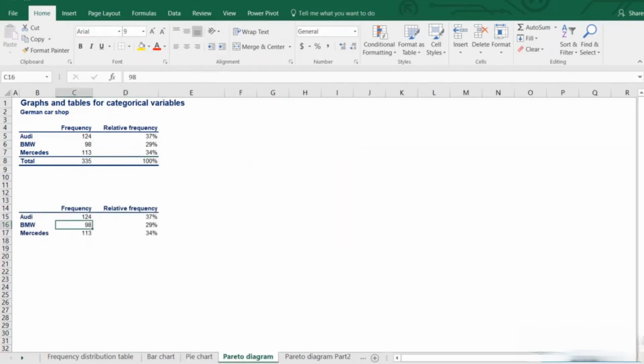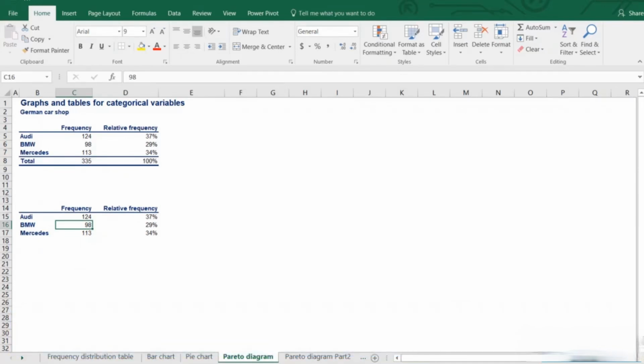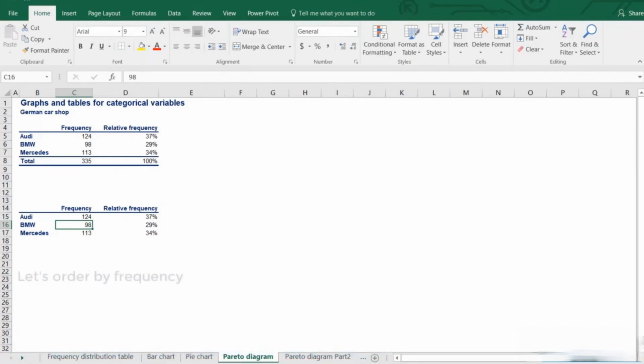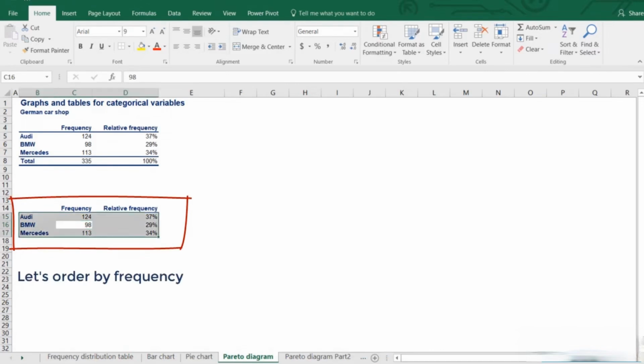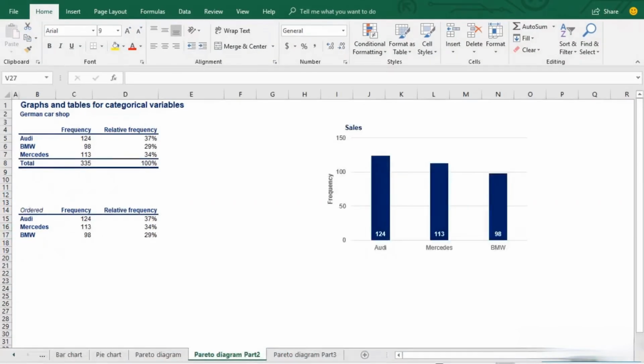Lastly, we have the Pareto diagram. In fact, a Pareto diagram is nothing more than a special type of bar chart where categories are shown in descending order of frequency. By frequency, statisticians mean the number of occurrences of each item. As we said earlier, in our example, that is exactly the number of units sold. Let's go back to our frequency distribution table and order the brands by frequency. Now, we can create the bar chart based on the reordered table, and voila! We almost have a Pareto diagram.